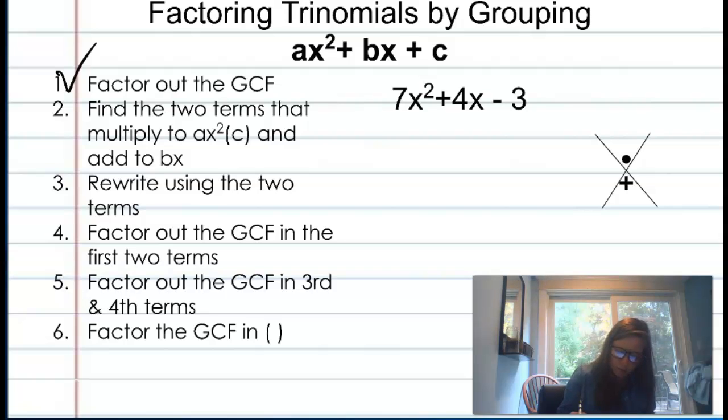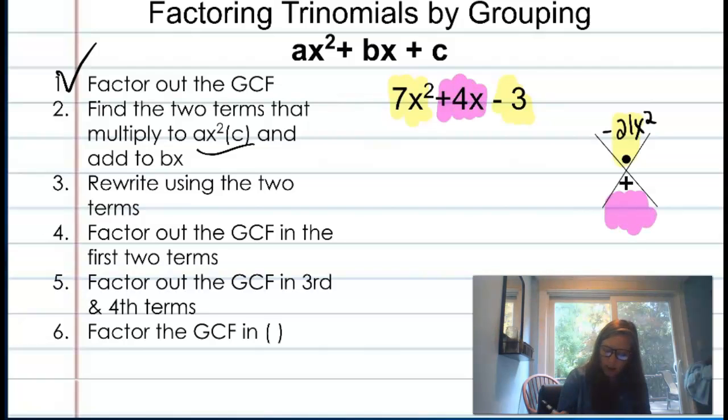So we're going to start the second step, which is multiply the a and c terms, the ax squared and c terms, and that's going to be negative 21x squared. We also are looking for the two terms that add to the middle term, in this case 4x. So we have to think multiples, those things that multiply to negative 21. If it multiplies to a negative, then it's going to have one negative and one positive.